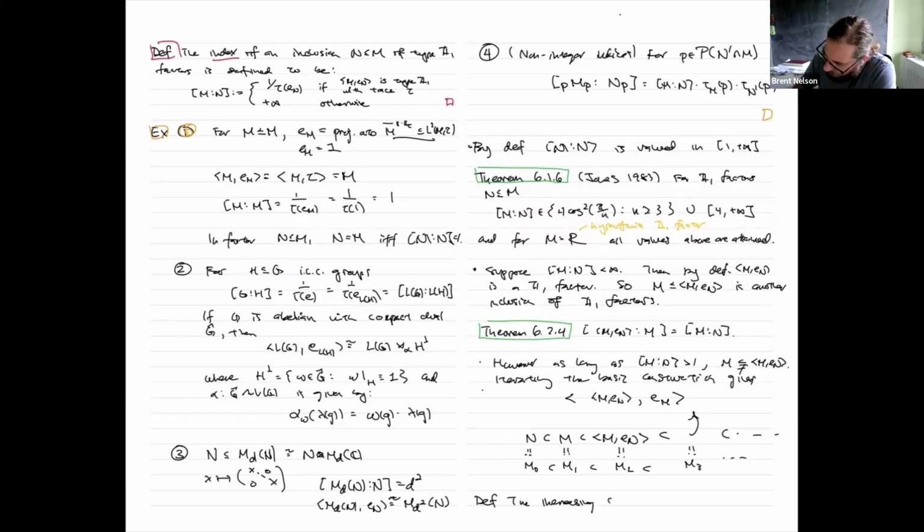The increasing sequence M0 inside M1, inside M2, is called the Jones tower for N inside of M. And you can extract some interesting data from this. I need to state a couple of facts, though, in order to make this explicit.